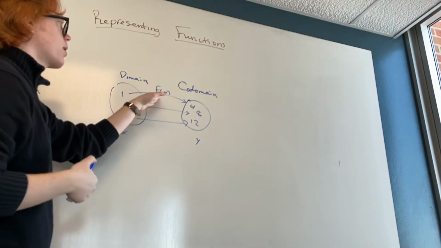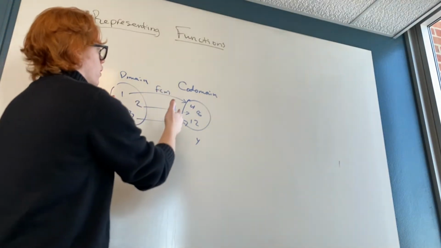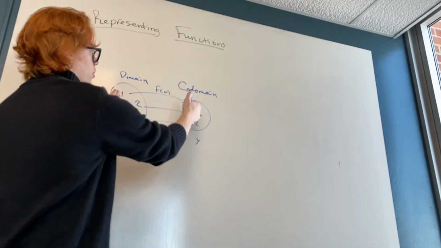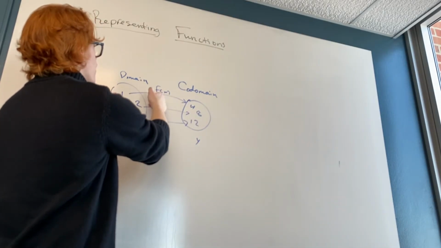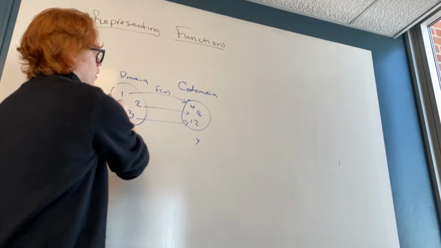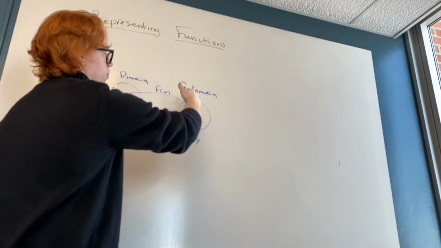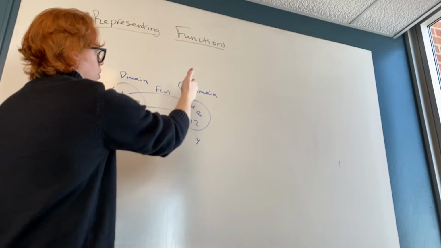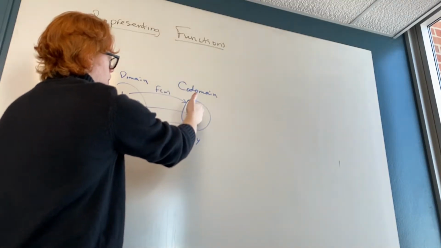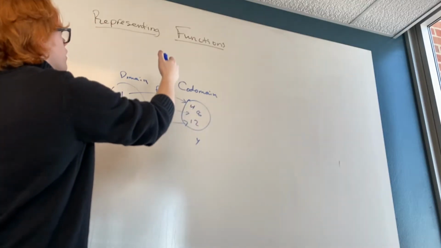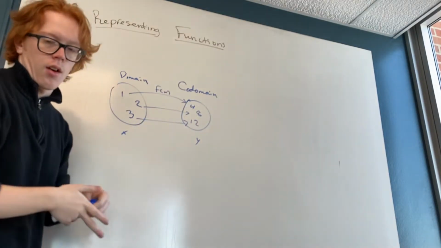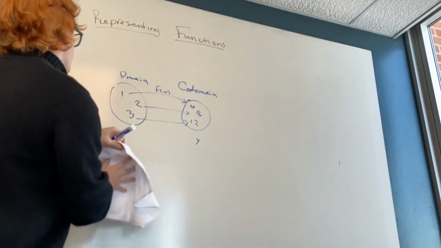The function is typically defined. Sometimes you'll get the domain and codomain and have to figure out the function, but typically you'll get a function and the domain, and then using that information you can create or map the codomain. And so the question today is representing these functions.